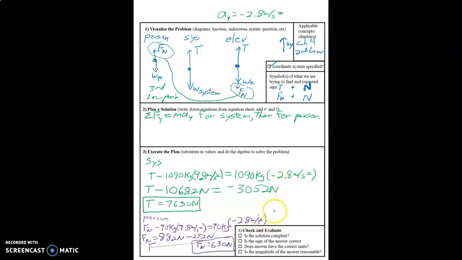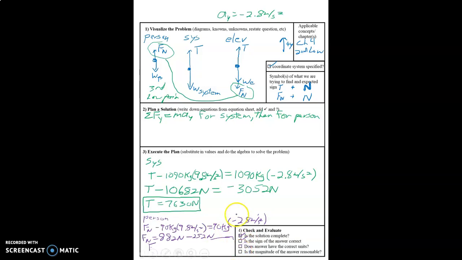Okay, and that's actually the answer for both B and C, because those two forces that you're asked to find in B and C are a third law pair. Okay, and so solution complete. Yes, we answered part D on the first page, on the first part of the video. Signs are all positive, correct units. We didn't talk too much about the units, but it was kilograms times meter per second squared, which is a newton, and then newtons plus or minus newtons, and reasonable magnitudes.